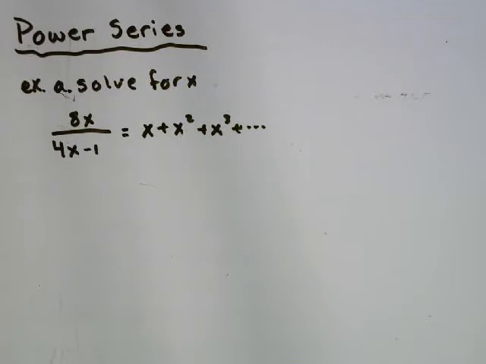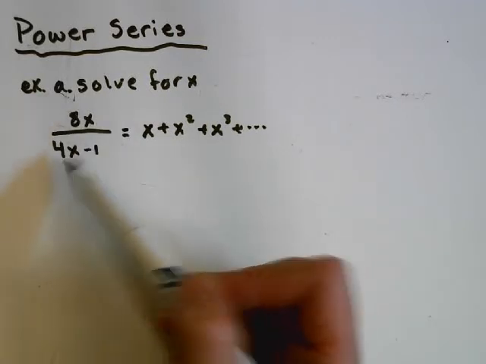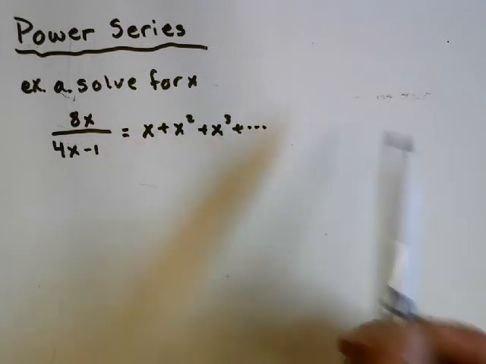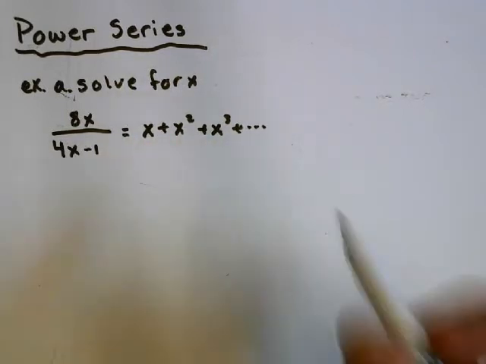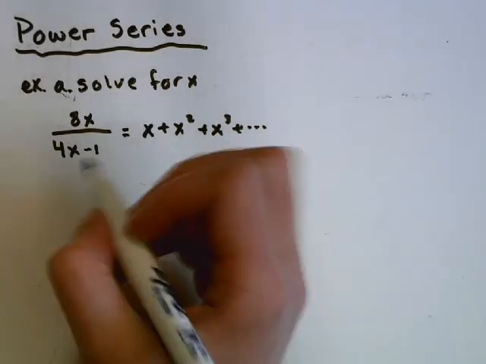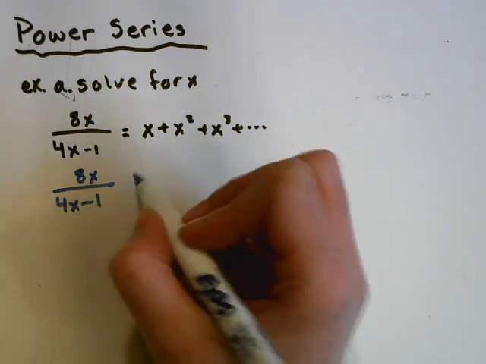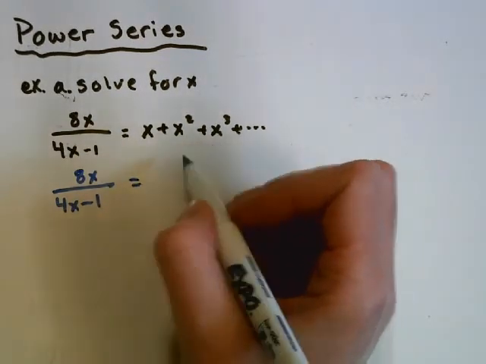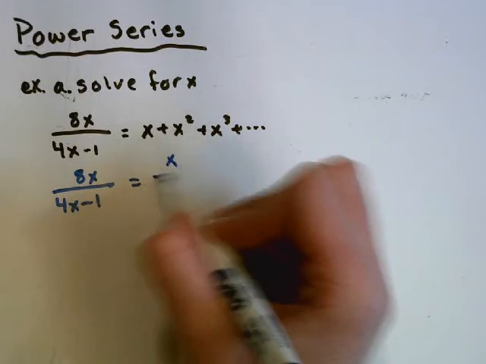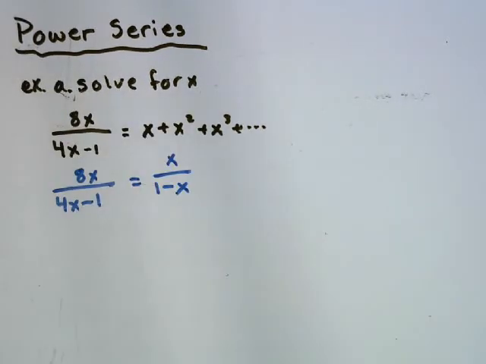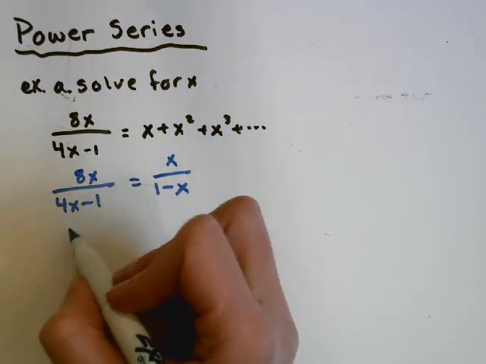So my last example, just another way we can look at series. So this says solve for x. If 8x over 4x minus 1 is equal to x plus x squared plus x cubed plus an infinite number of terms. Well, algebraically that's a little tough if you get an infinite number of things, but we can rewrite this as a1 over 1 minus r. My a1 is x. My common ratio is also x.